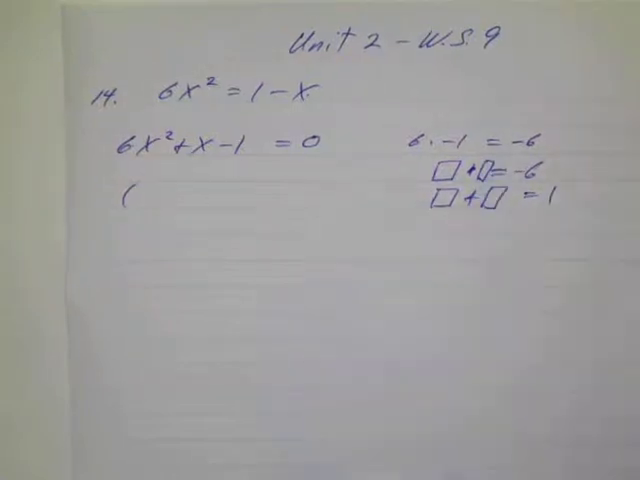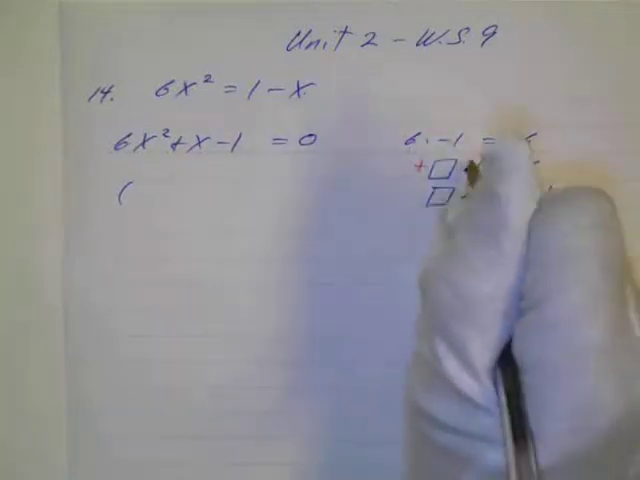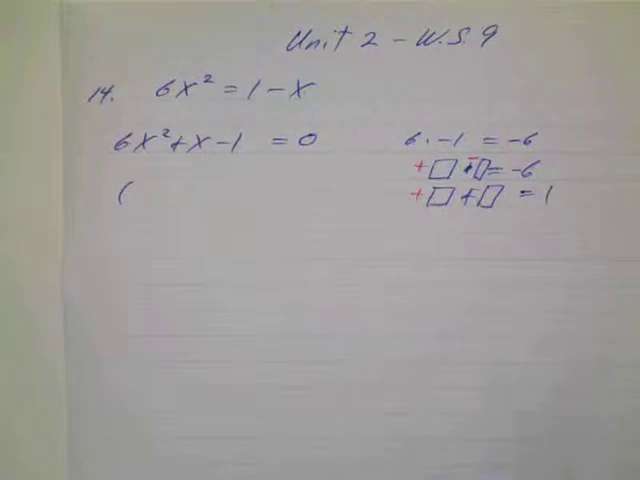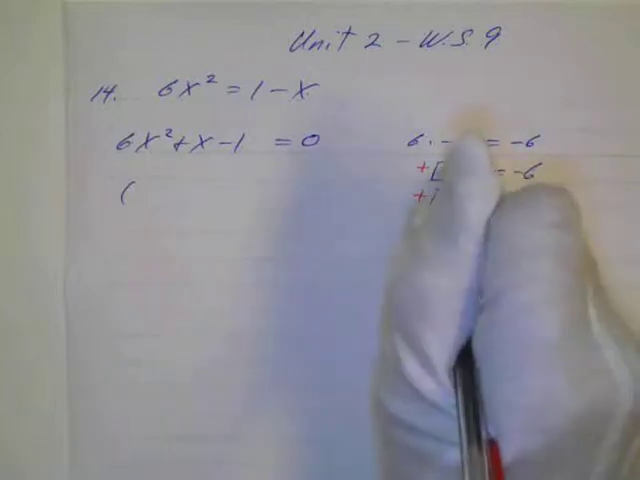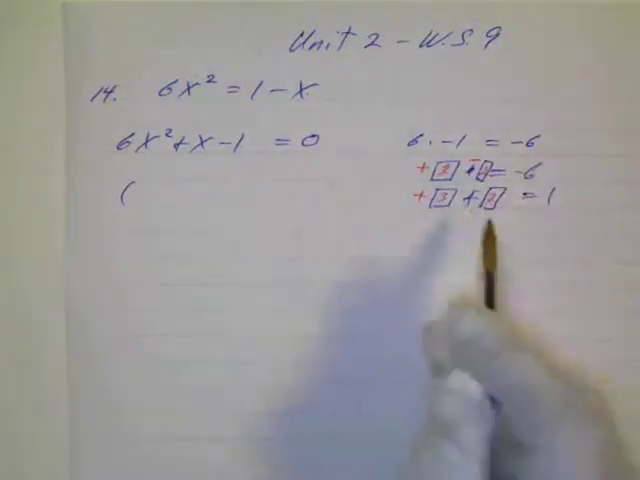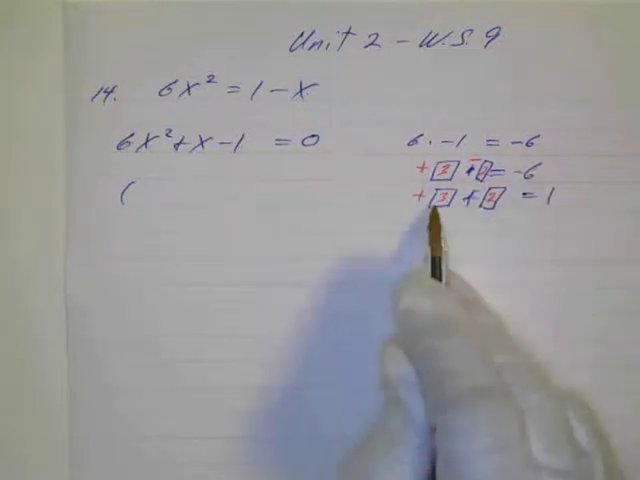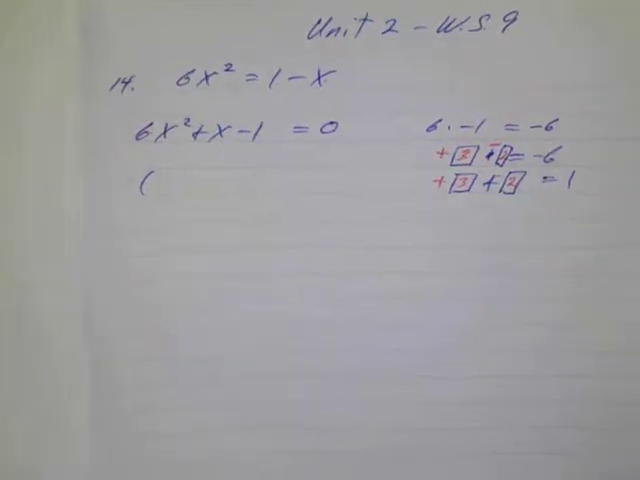Okay? Since they multiply to give a negative, I know the signs are going to be different. If they add up to be a 1, I know the larger one will be positive. So it's going to be like positive, negative. So I need two numbers that multiply to give a negative 6, and they add up to be 1. So that could be 3 and 2. And we just check that. Positive 3 times negative 2 is negative 6, but positive 3 plus negative 2 is 1. So that works.